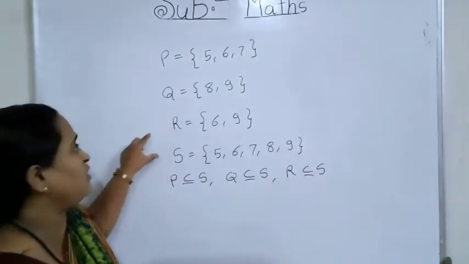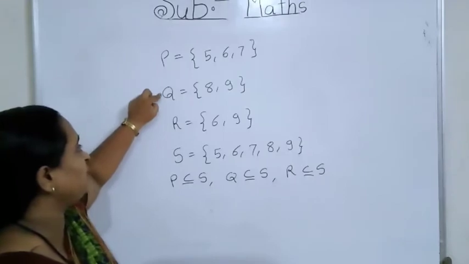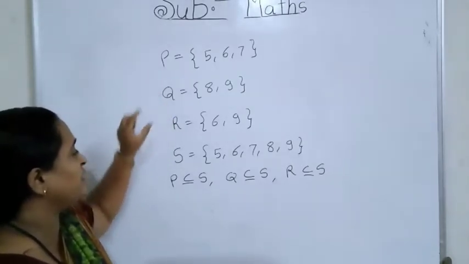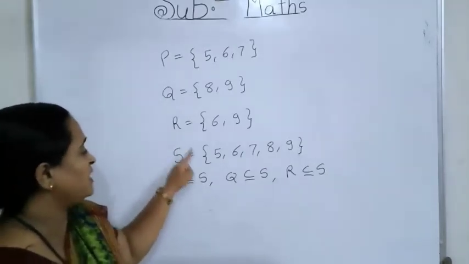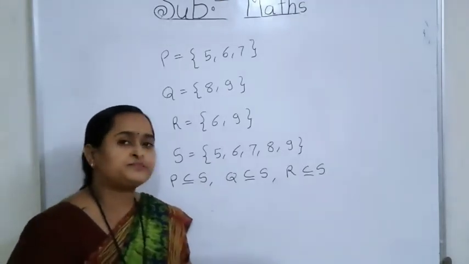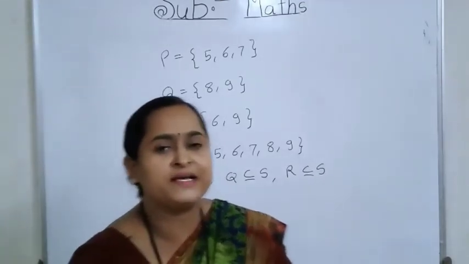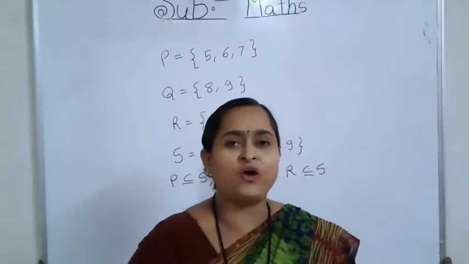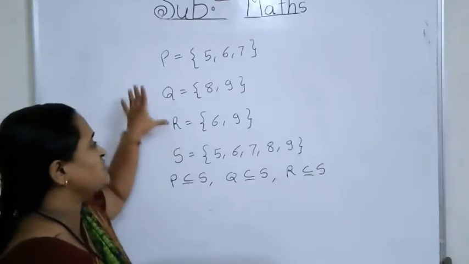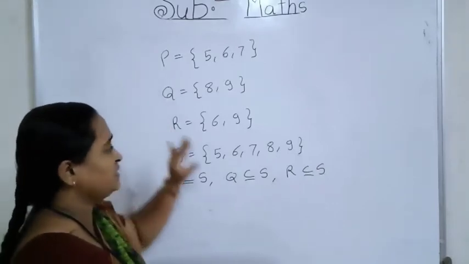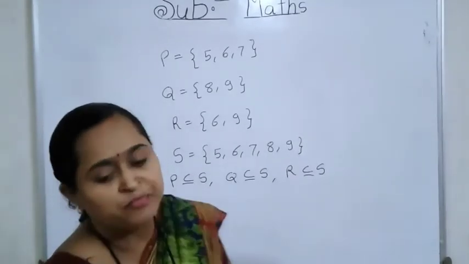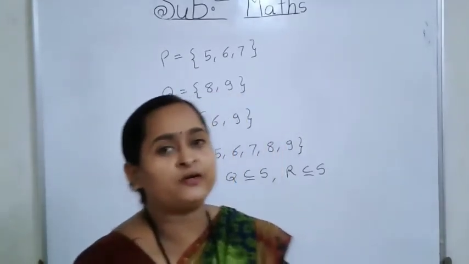Now see in this example, set P, set Q and set R. All these three sets are accommodated in set S. So set S is called universal set for this example. Now universal set means what? A bigger set which will accommodate all the given sets. Now in this example, these three sets are there. These three sets are accommodated in set S. So set S is called universal set. Now next we will see complement of a set.